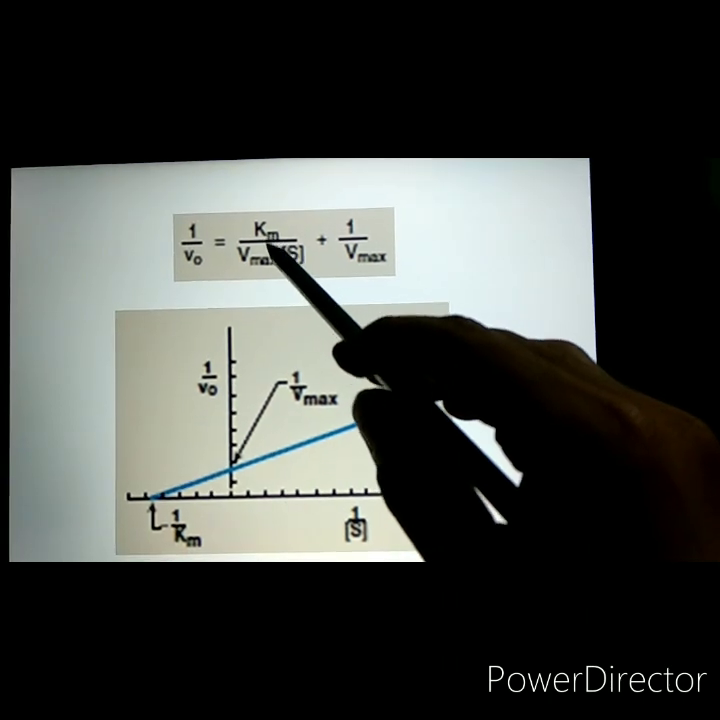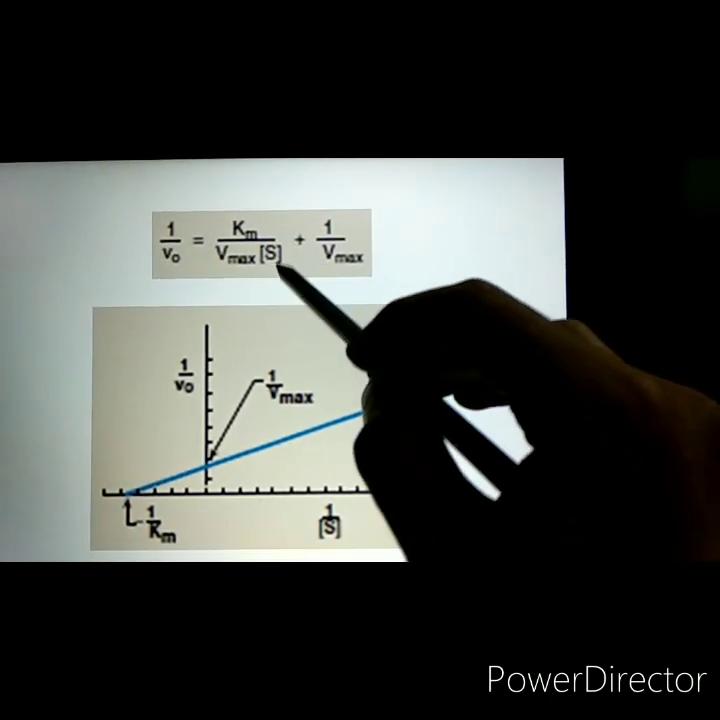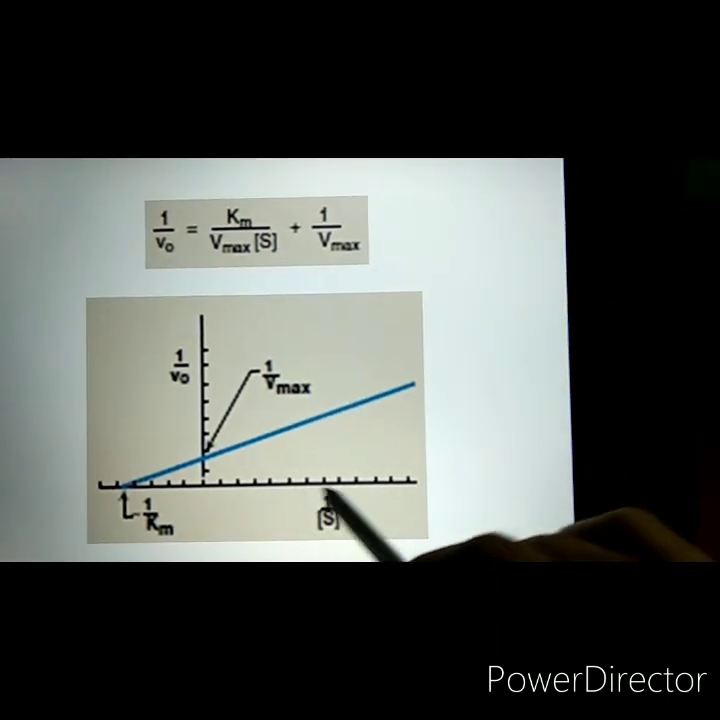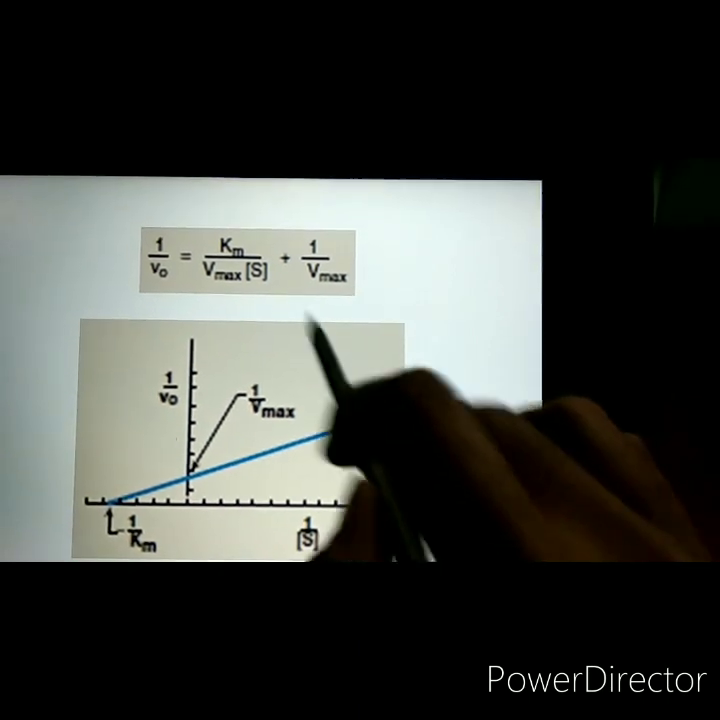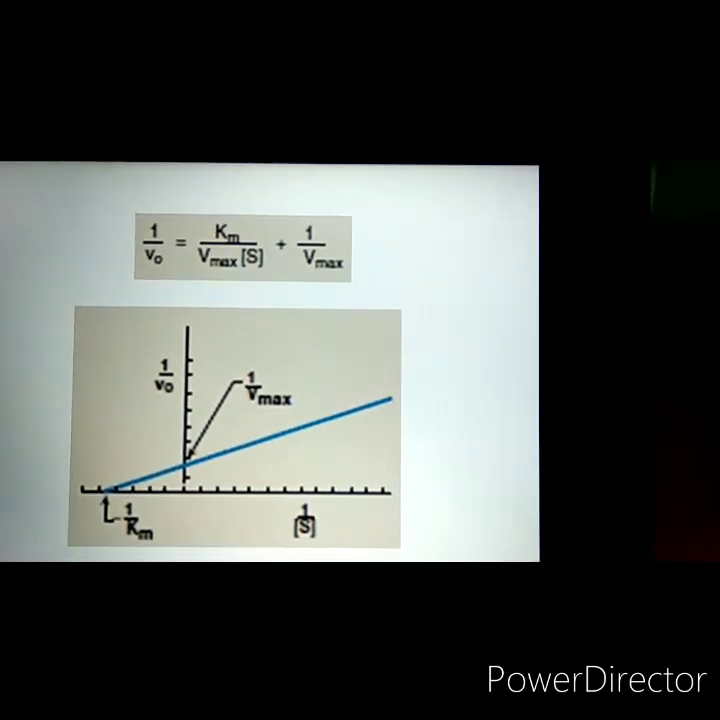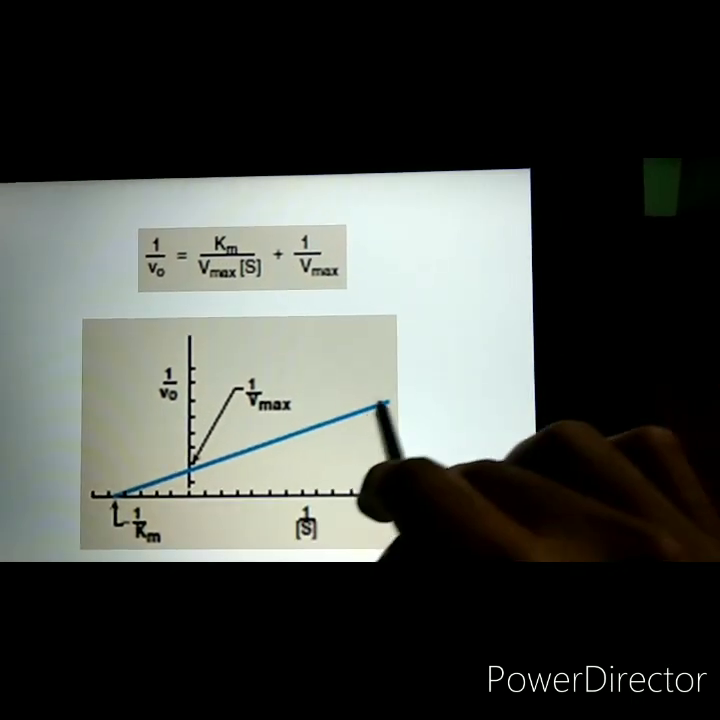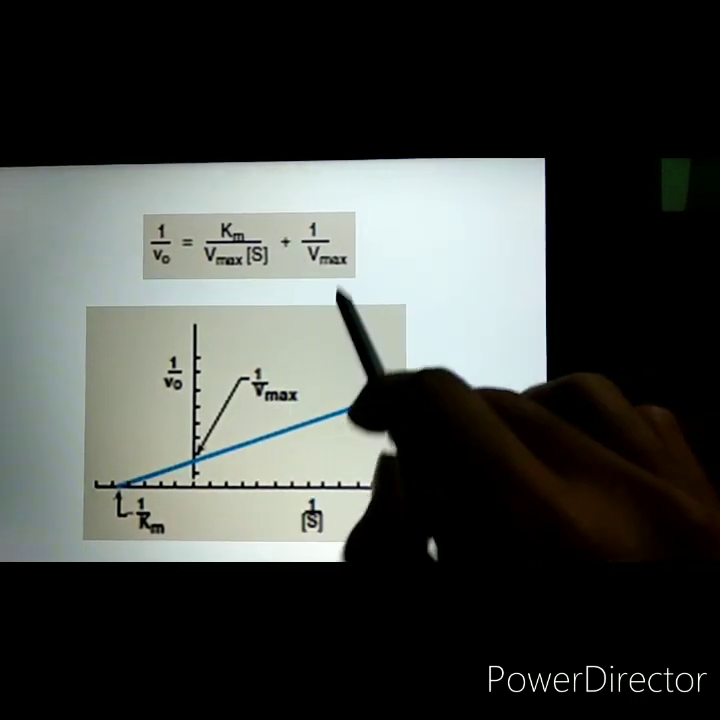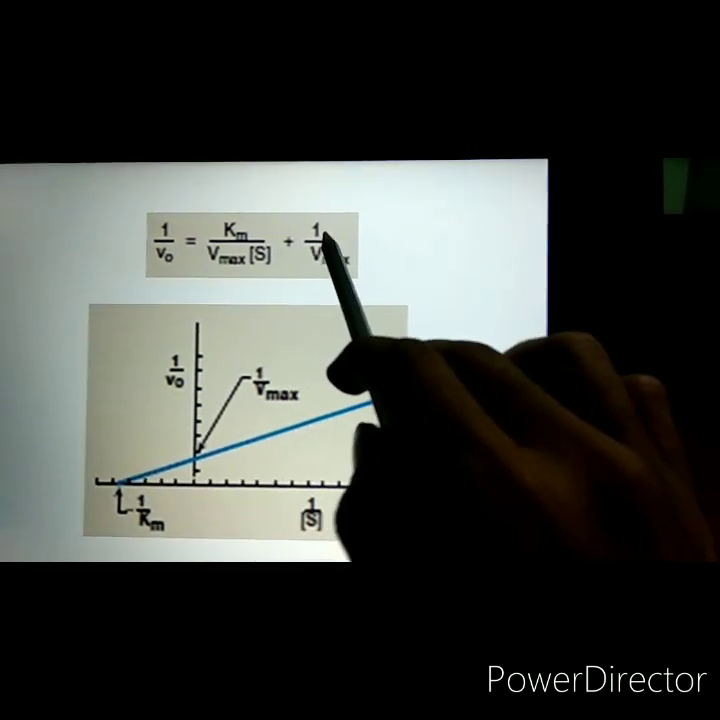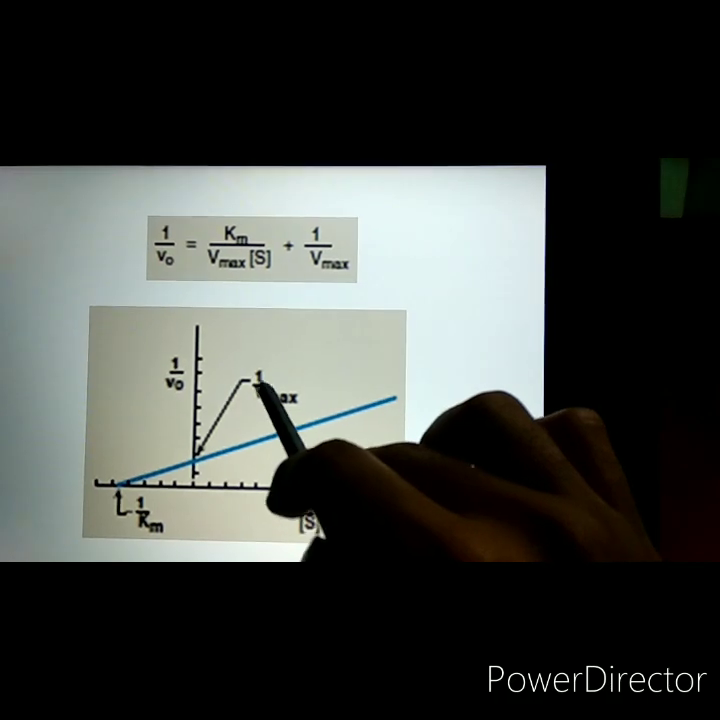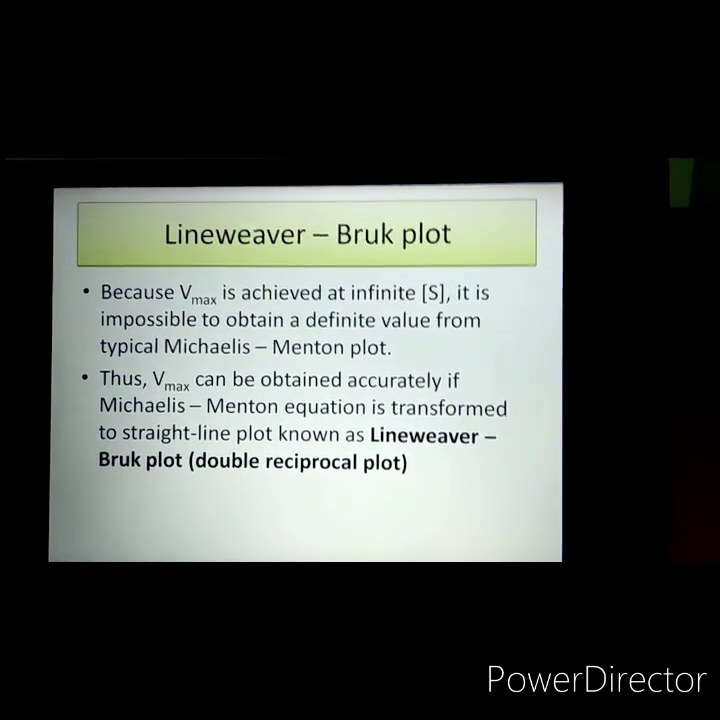In this graph we can clearly define y as 1 by V naught and x as 1 by S. We define m as the slope, that is Km by Vmax, and c as the y-intercept, that is 1 by Vmax. So this is regarding the Lineweaver-Burk plot.